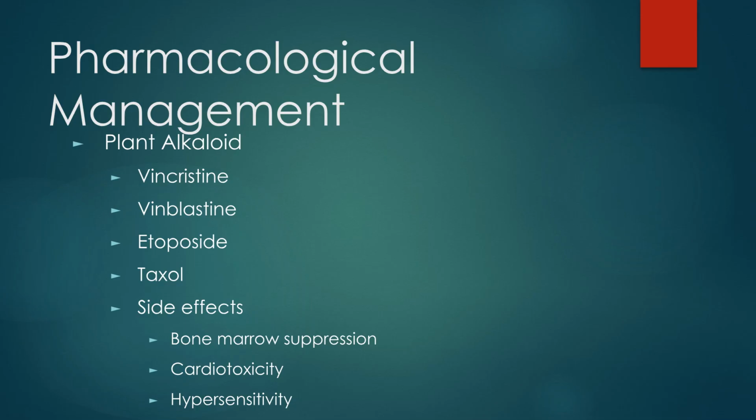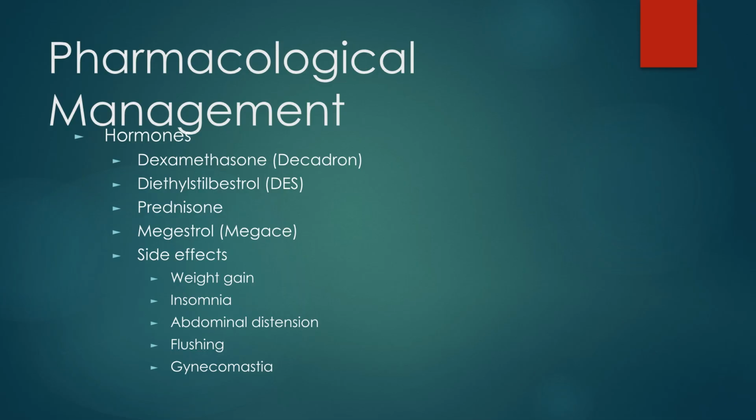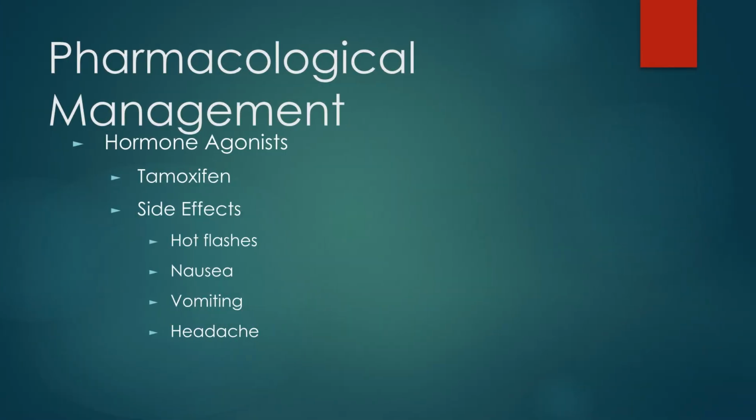Plant alkaloids like vincristine, vinblastine, etoposide, and Taxol interfere with mitosis, acting during the M phase to prevent cell division. Side effects include bone marrow suppression, cardiotoxicity, and stomatitis. Hormone medications such as dexamethasone, diethylstilbestrol, prednisone, and megestrol are also used in cancer treatment. They can cause side effects like weight gain, insomnia, abdominal distension, flushing, and gynecomastia. Hormone agonists like tamoxifen help lower circulating hormone levels to prevent hormone-related tumors. Common side effects include hot flashes, nausea, vomiting, and headaches.